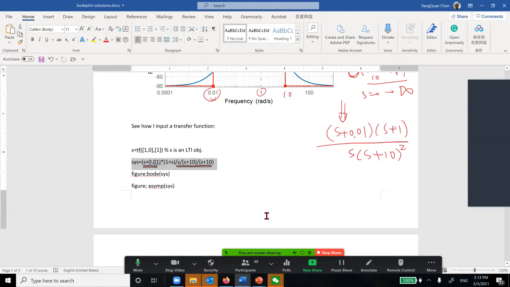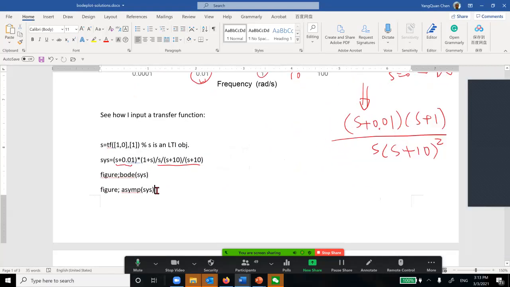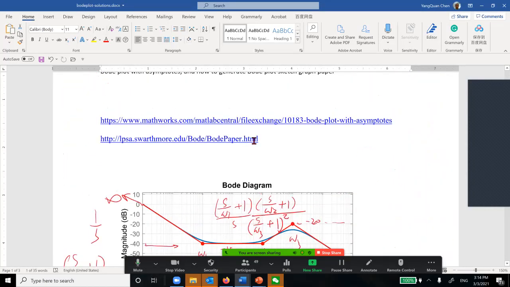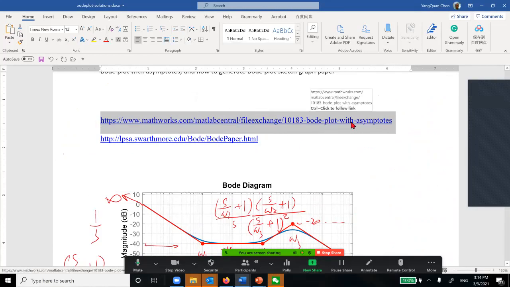How can we draw a Bode plot? You have learned how to do it, right? But there is also a command called asymptotes to draw this system. The system is called an LTI object. I think everybody knows how to do it, but this one is something special. You should get this code from a place called Bode plot with asymptotes.